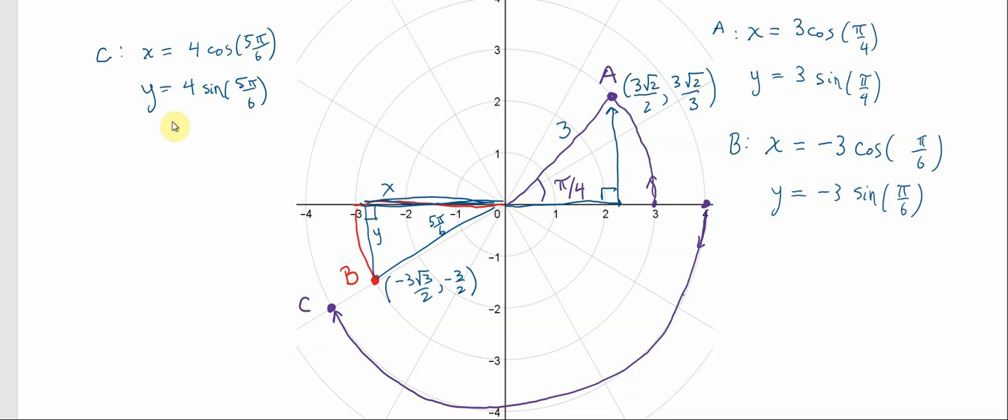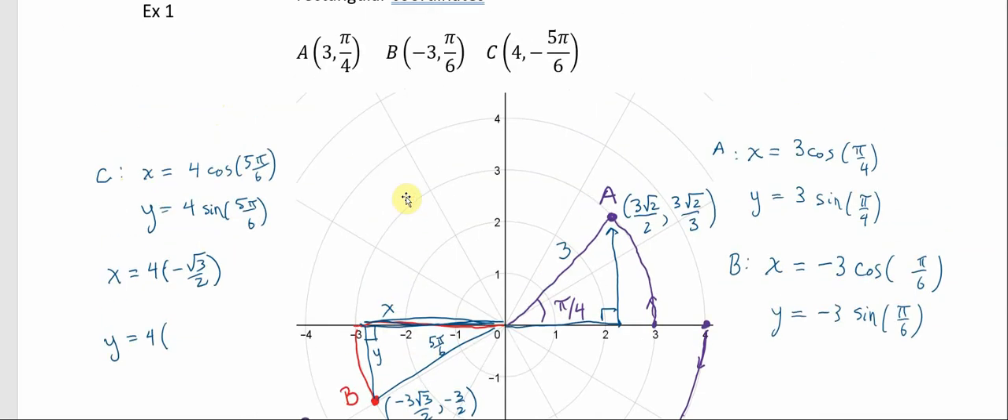So you've got to know your unit circle well. The cosine of 5 pi over 6 is negative root 3 over 2. Okay. So maybe we should simplify this a little bit here. So X is equal to 4 times negative root 3 over 2. And Y is equal to 4 times, now sine of 5 pi over 6 is 1/2. Okay. Now shoot, I'm sorry. I messed this up again. This one, the angles are supposed to be negative. Okay.